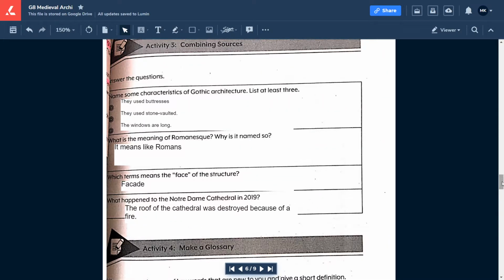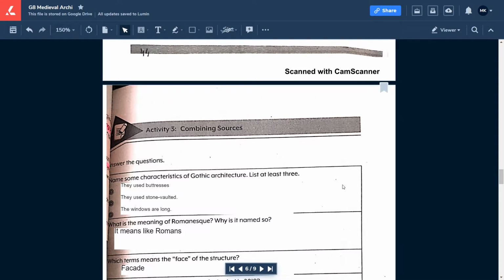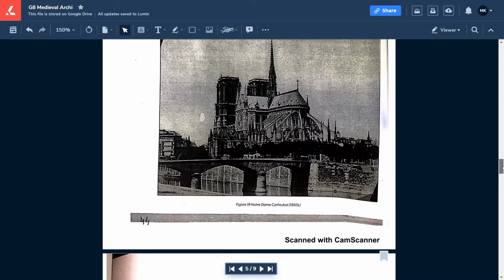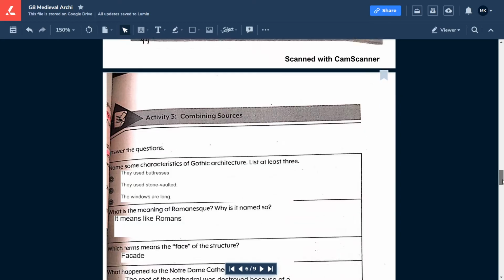We were doing the activity combining sources. We said name some characteristics of Gothic architecture. List at least 3. They used buttresses, they used stone vaulted, and the windows are long. Also, if we want to add, we can add that they also use a special shape of glasses in the front of the window, and they have the facade or the front side of the building. They always try to make it as attractive as they can.